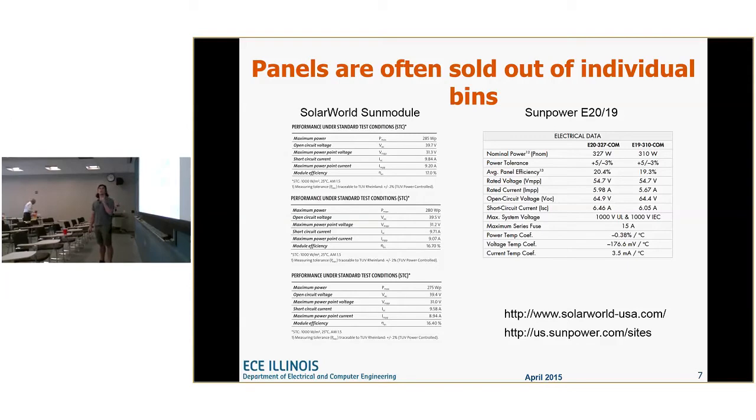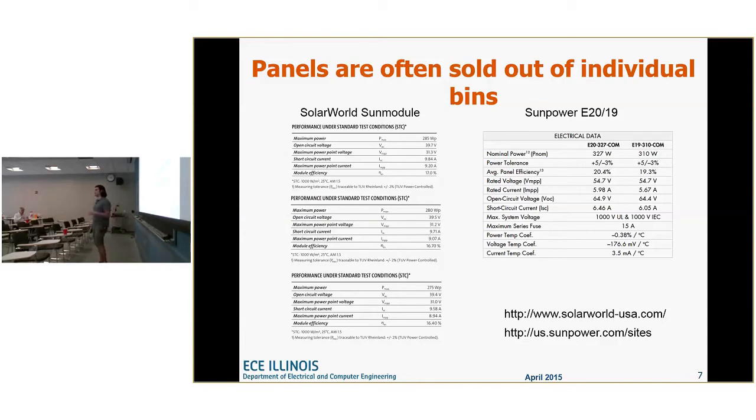this, for example, this SolarWorld Sunmodule, you can see that it has 3 bins corresponding to power levels of 275, 280, and 285. And I don't know if you can see it, but down here we have a plus or minus 2% power bin, or power tolerance, for each bin. And likewise, another example is the SunPower E20 and E19, which is just another example.